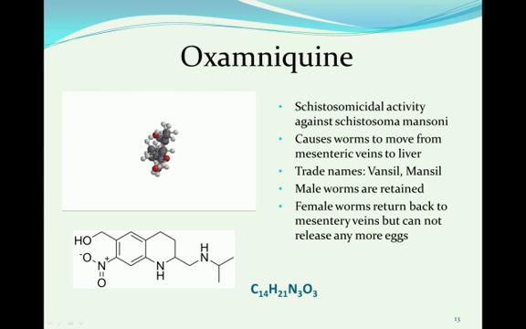Oxamniquine is used to remove worms from the body. It causes worms to move from mesenteric veins to the liver, where male worms are retained, but female worms return back to mesenteric veins but cannot release any more eggs.